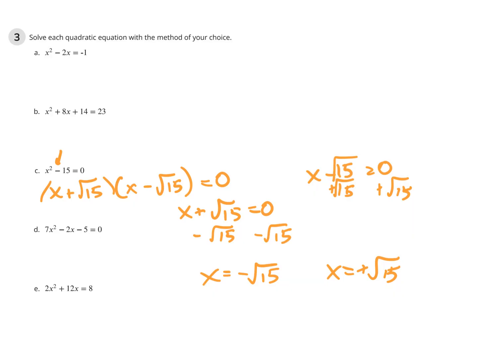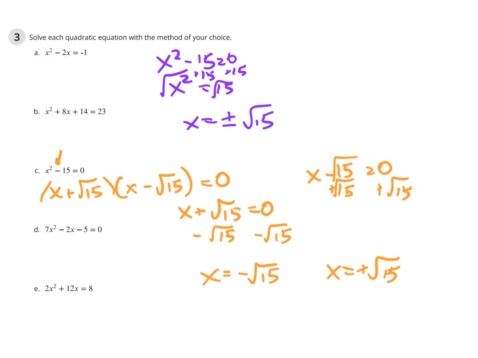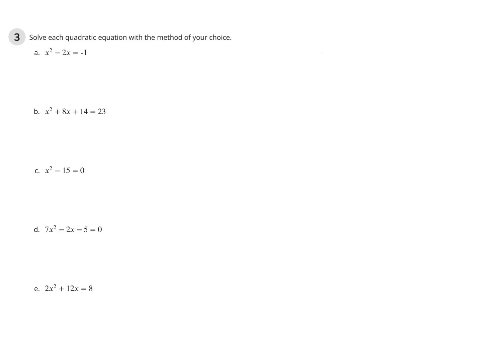So let's do it a different way. x squared minus 15 equal to 0. x squared equals 15 when I add 15 to both sides. Take the square root. x equals plus and minus root 15. That's probably shorter, probably fewer steps, but okay. So for right now, I'm going to skip D. We're not going to worry about that.